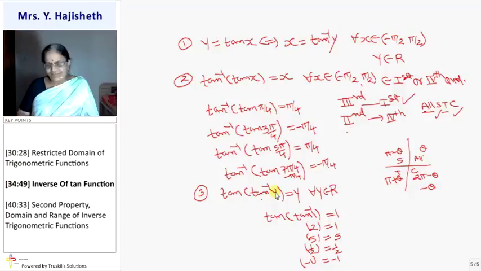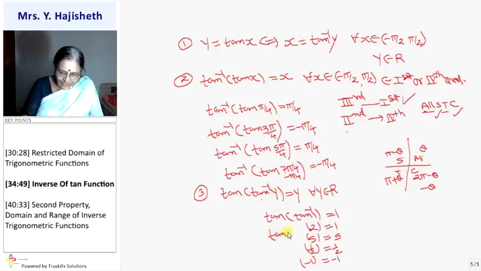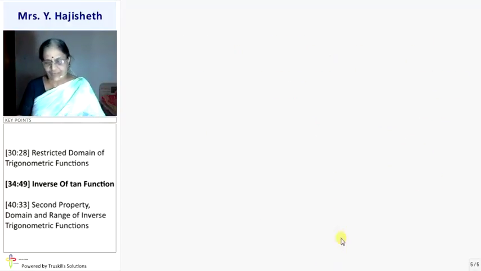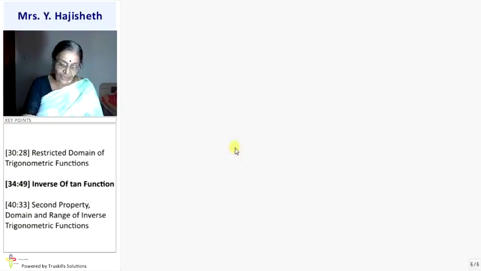Clear? Clear? Tan of tan inverse 2 is 2. Tan of tan inverse 5 is 5. Clear? And so on. Clear? So, tan also we have done all three properties. Now, for cot, cosec and sec, you can do practice at home.